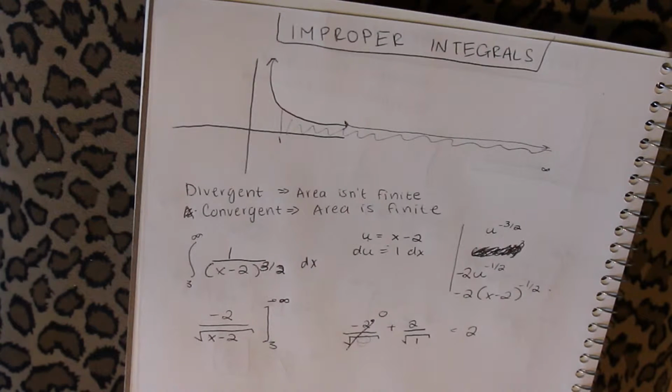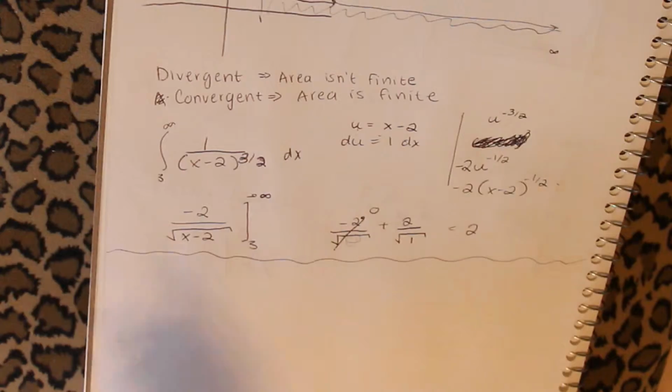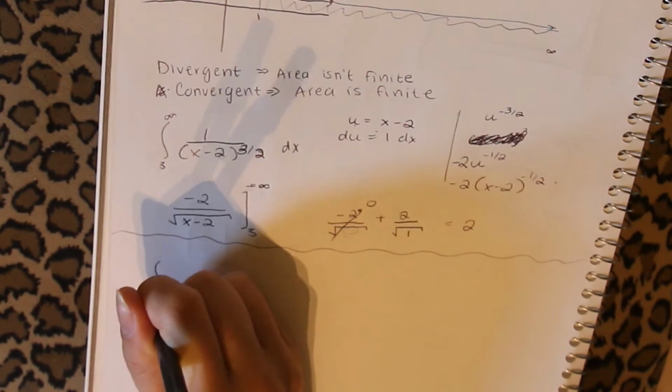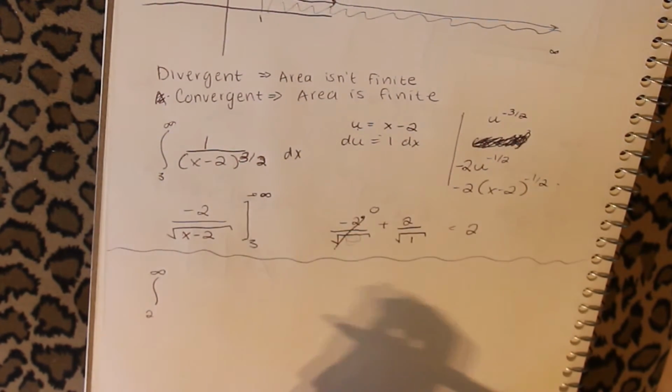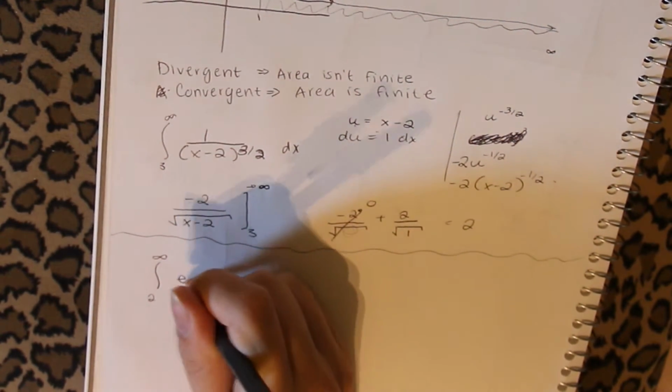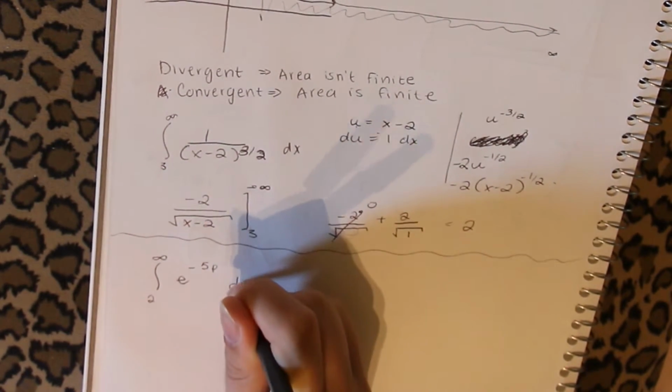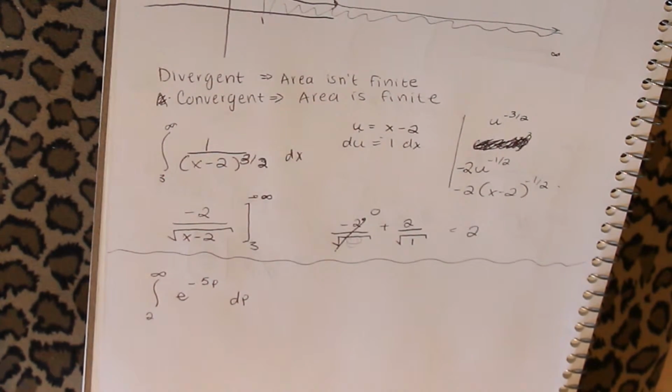So let's do another example. Let's say we have, let's do this one, 2 to infinity, e to the negative 5p dp. What's this going to equal? Again, we're just going to integrate like we normally do.